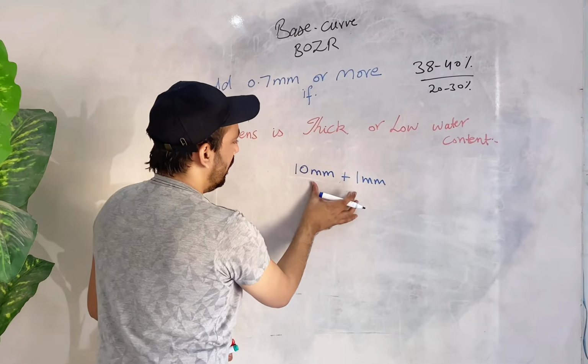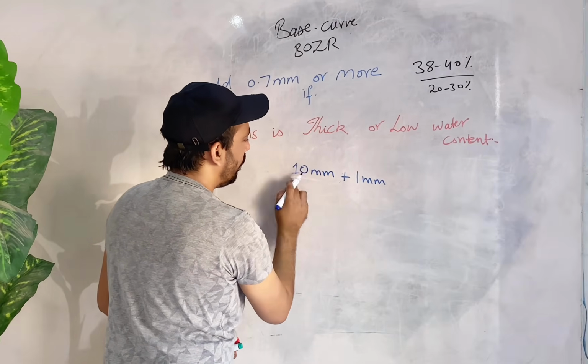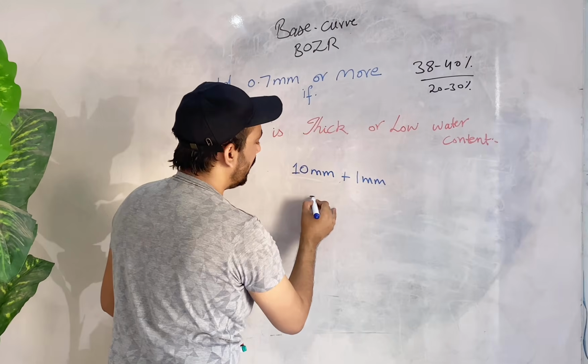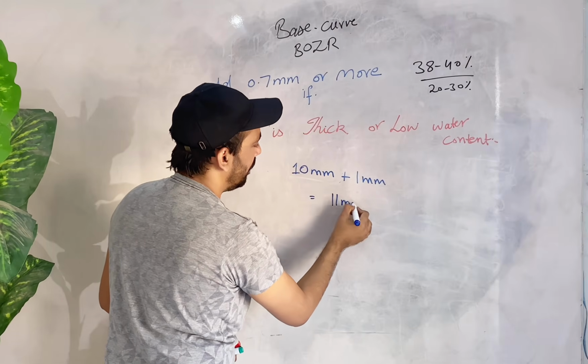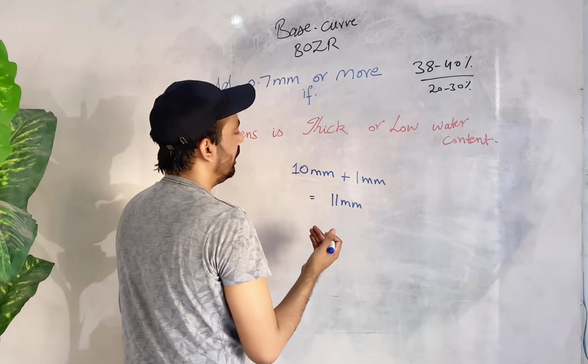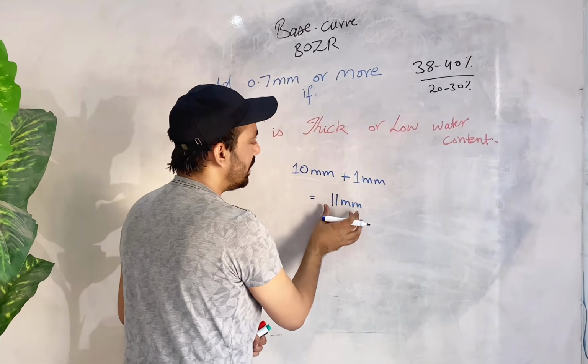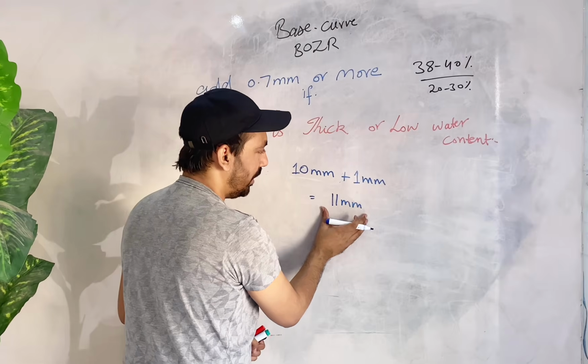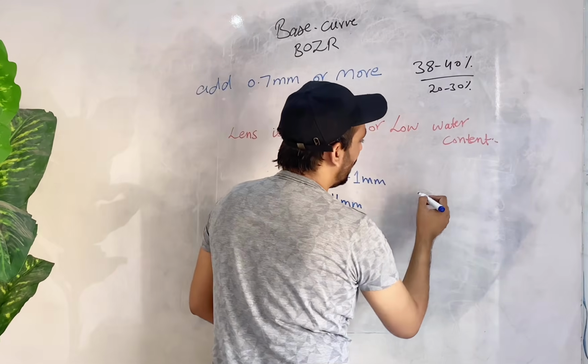So previously the base curve was 10 millimeter, we add 1 millimeter more, and now the total base curve is 11 millimeter. For example, this is a supposed value, 11 millimeter. So what we have done? We have increased the base curve actually, and by increasing the base curve, the lens will get more flatter.